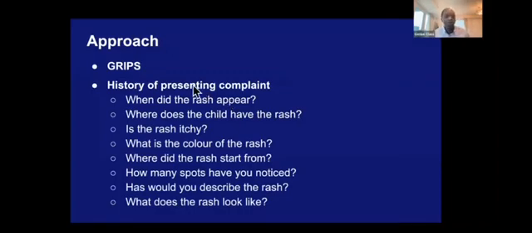Approach to the task: GRIPS as usual. Then you're going to take the history of the presenting complaint. In this particular case, you should be able to ask the following questions. When did the rash appear? Where does the child have a rash now? Remember, you need to look at the separate video that deals with rashes. Is the rash itchy? What is the color of the rash? Where did the rash start from? How many spots or rashes have you noticed? How would you describe the rash, or what does the rash look like?